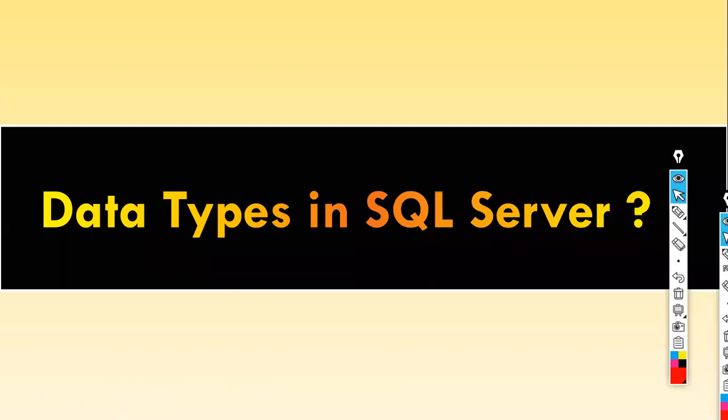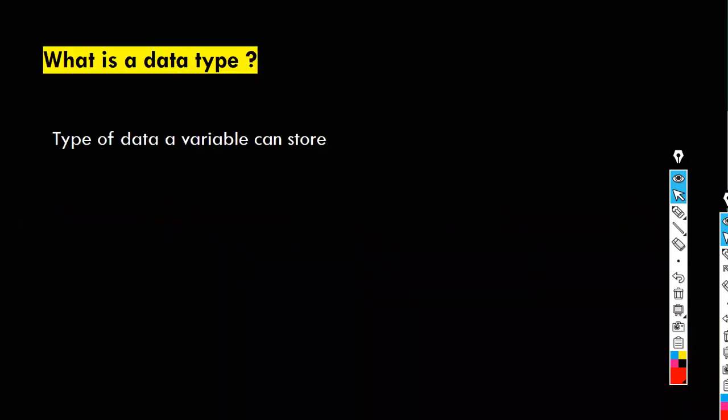Next, we will proceed with understanding the different data types that are available in SQL Server. First of all, what is a data type? Data type is nothing but the type of data a variable can store. Can you say it like that? Yes. You can use your own definition also.